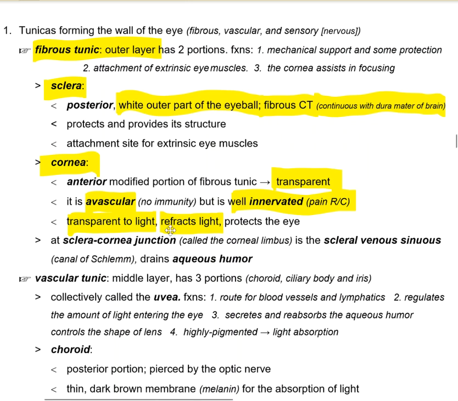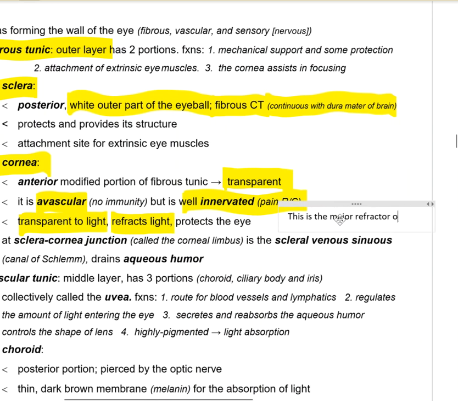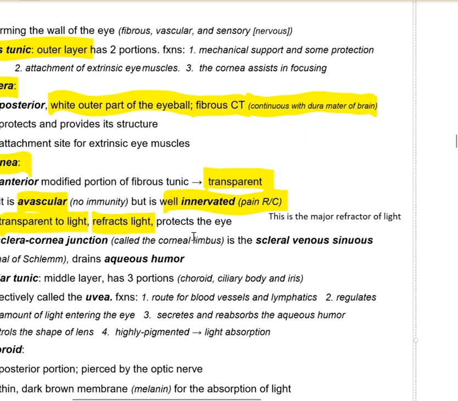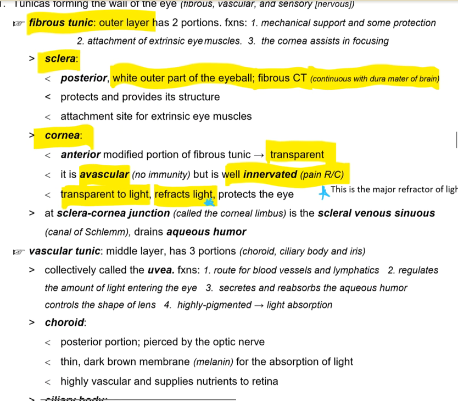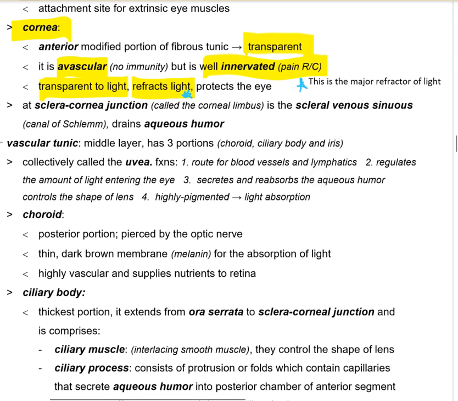And you're going to hear me say this a couple times, so I might as well do it here. This area, the cornea, is the major refractor of light in the eye. I'll put a little star here, so you know that the largest angle of refraction actually occurs in the cornea, not in the lens or in any other place. We'll talk more about that in our next lecture when we go into the physiology more.